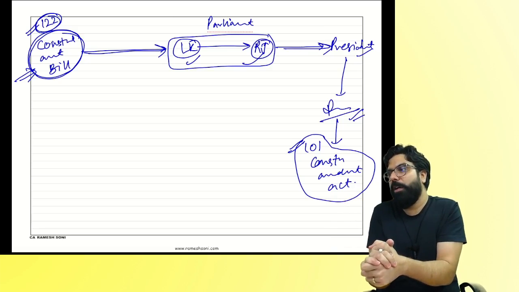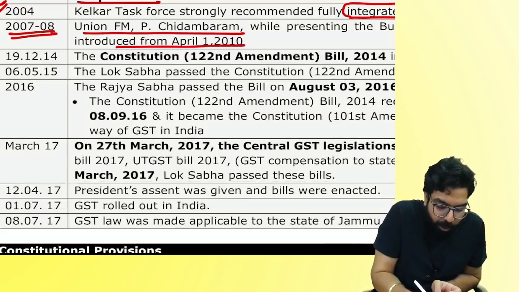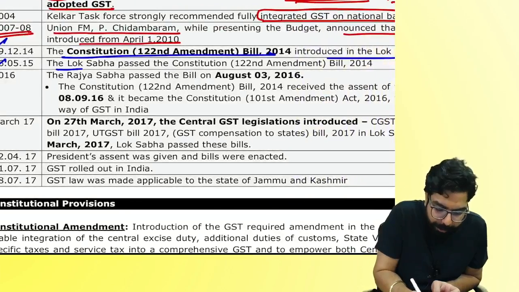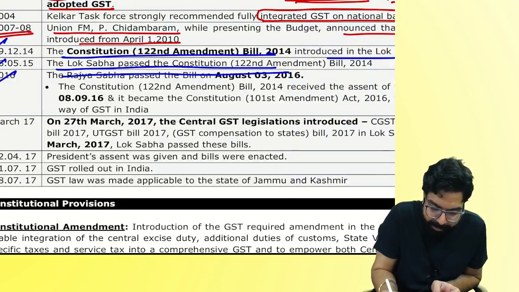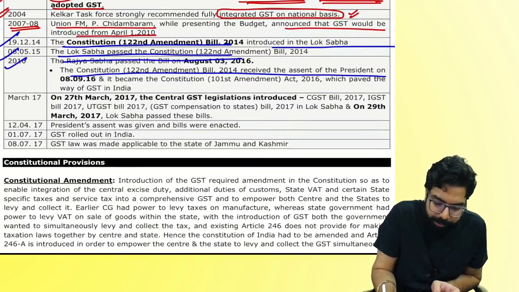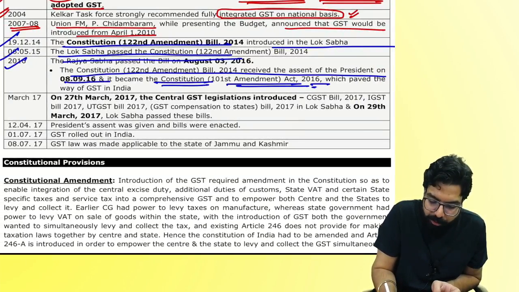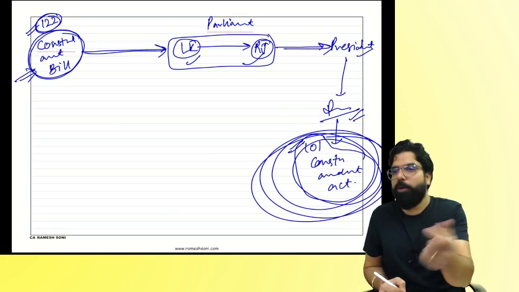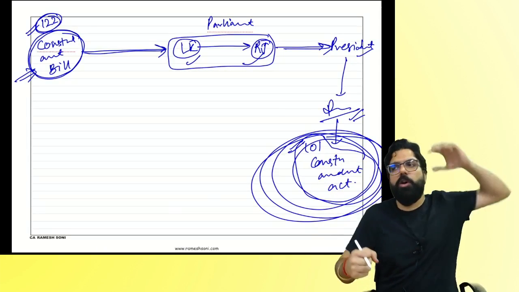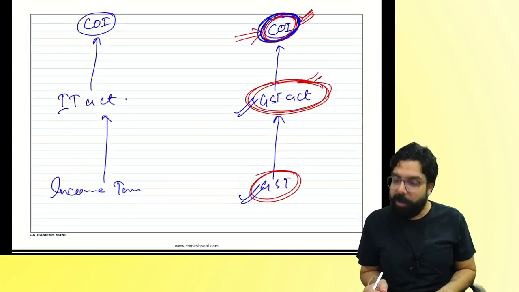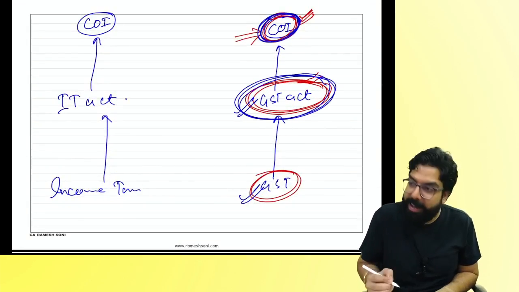Are we clear, everyone? So the 122nd Constitutional Amendment Bill was introduced. Then Lok Sabha passed it. Then Rajya Sabha passed it. And you can see over here, the Constitution Bill received the assent of the President, and it became the 101st Constitutional Amendment Act. Now my question, has this act given the power to the central government to charge CGST and the state government to charge SGST? Can we go ahead and make the CGST Act now? Can we make the GST Act?